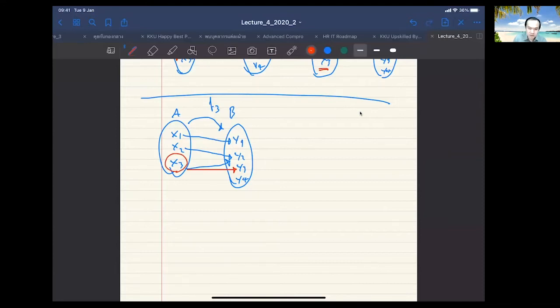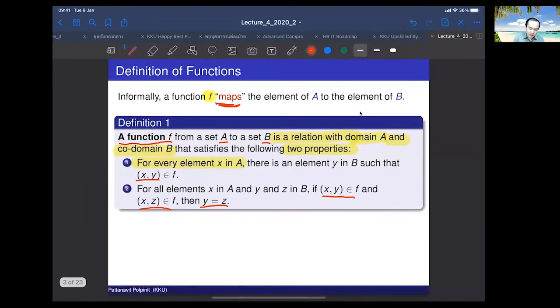Okay. So for this, F3 is definitely not a function, because the second property says that every element that has a link to the set B has to have only one link. Okay. And in the slides, in the definition, it's just saying this.